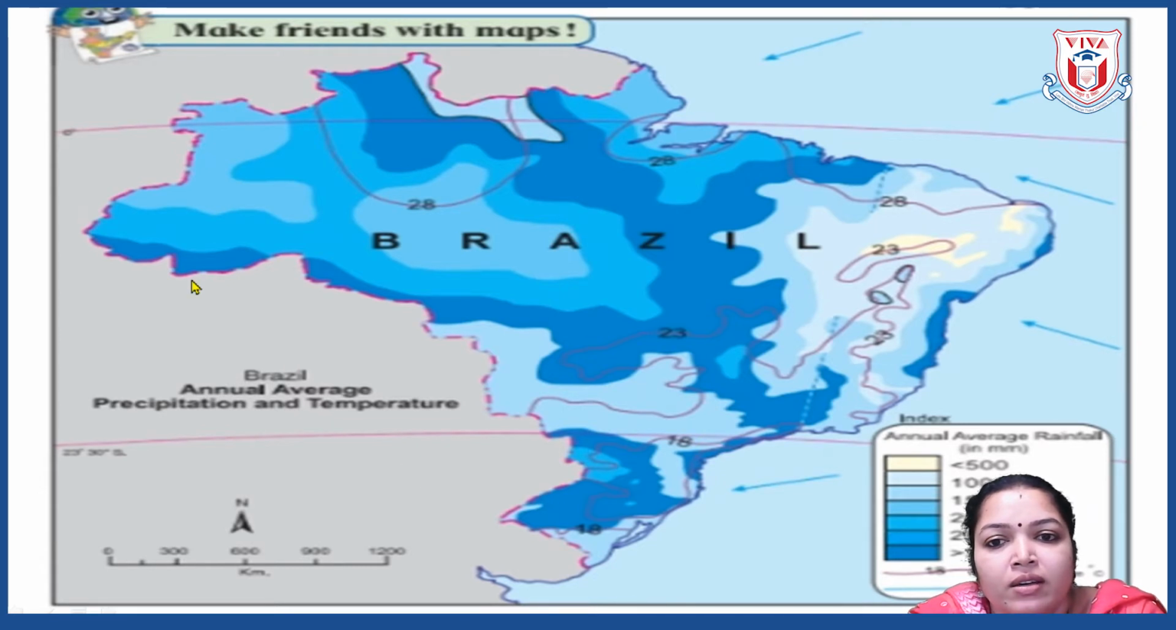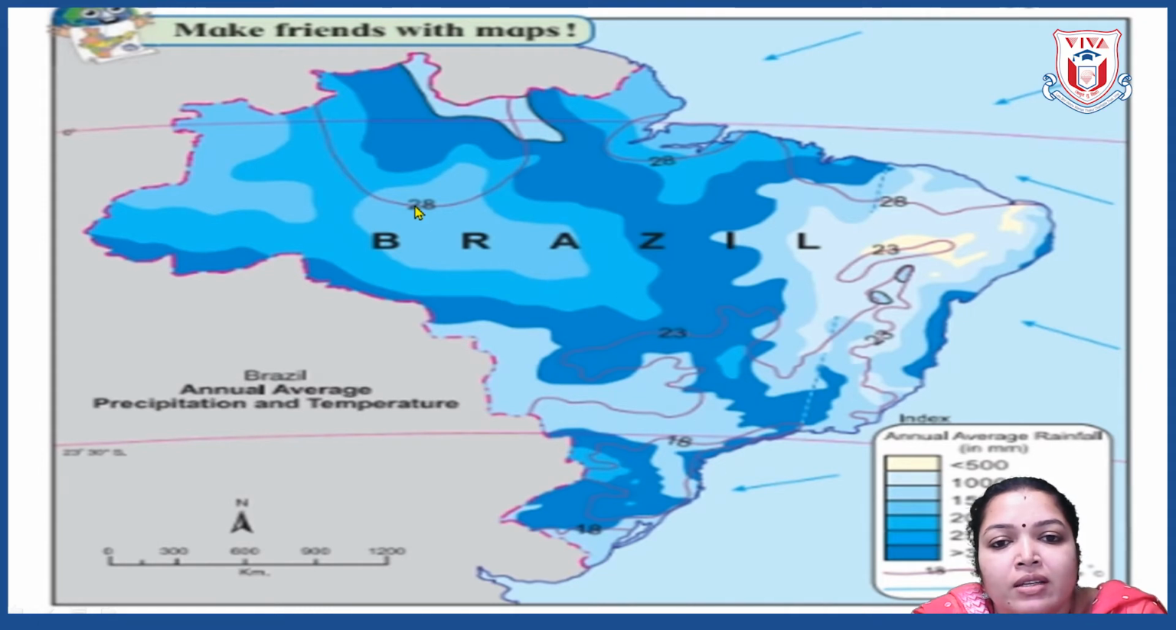We can see that this is 0 degree latitude, that means this is the equator. This region is near the equator, and see here, this is the Tropic of Capricorn. The region between them has the maximum, 28 and 23, the nearest to the equator has the maximum temperature, but as we move away from the equator towards the Tropic of Capricorn, we see 18-degree temperature.